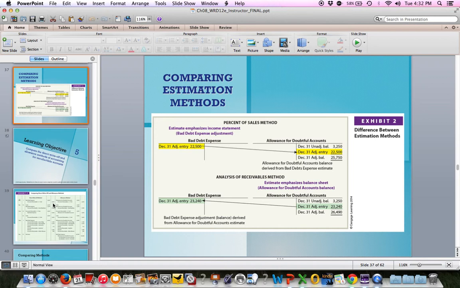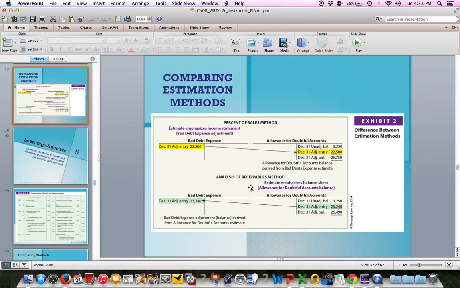So to compare each method, percent of sales and analysis of receivables, you can see here the top one is the percent of sales. It says the estimate emphasizes the income statement. So I completely focus on my credit sales and I apply a percent and I make my entry. Done.